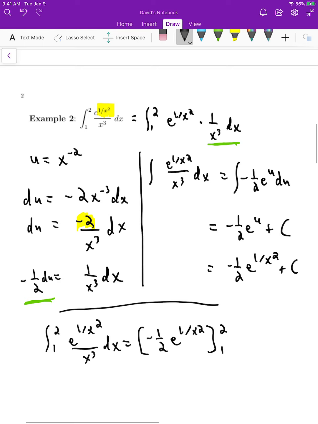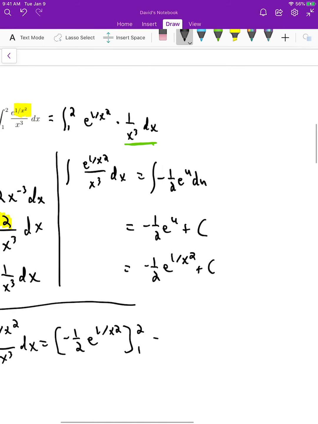So it's going to look a little messy, but it is what it is. So I have negative 1/2 e to the 1/4, it looks like, power. So like a 4th root of e. Now I have to subtract off plugging in 1. So that'd be a minus a half, right? So there's a minus here already, isn't there? So you got to take that into account. Minus a half, so you get plus 1/2 e to the 1 power, right? 1 over 1 squared. So there's your answer from option 1.